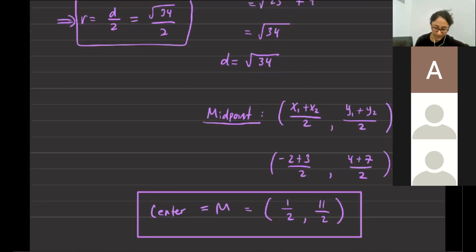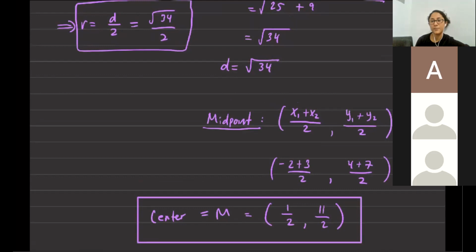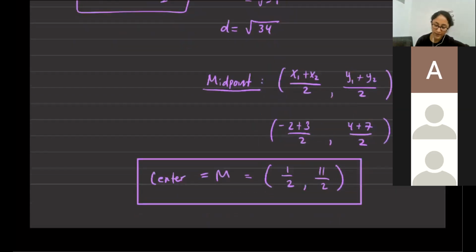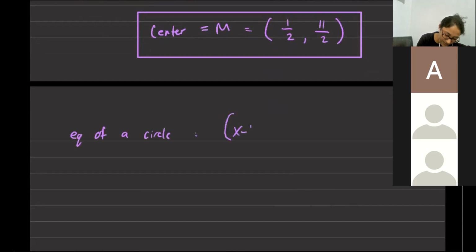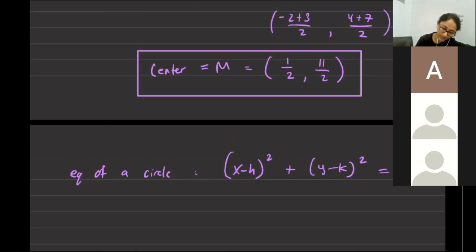So any questions on radius and the midpoint or the center? Okay, now we write down the equation, right? So the equation of the circle is x minus h squared plus y minus k squared is equal to r squared. So h and k are the midpoint or the center, right?